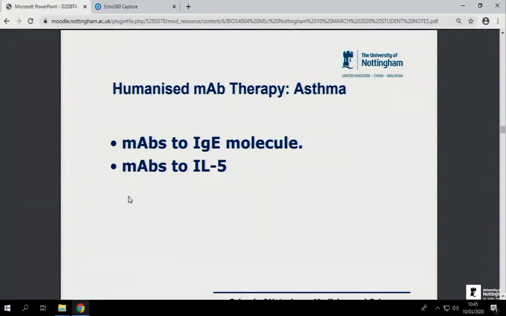Another way around it might be to make monoclonal antibodies to the cytokine that stimulates the recruitment of these inflammatory cells in asthma. And that is called interleukin 5, IL-5. Doesn't matter what it is, it's a cytokine that binds onto these inflammatory cells and it activates them. So if we can stop these cells activating, we can stop IgE, we can stop histamine release, we can stop asthma. See how this goes? So maybe both of those will work, or maybe one's better than the other.